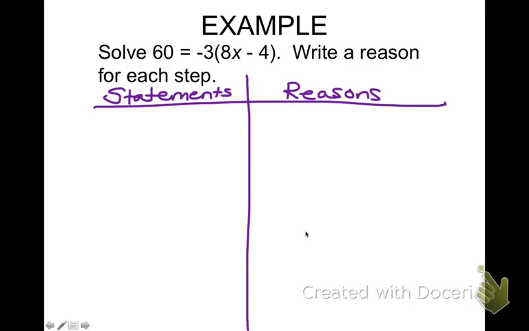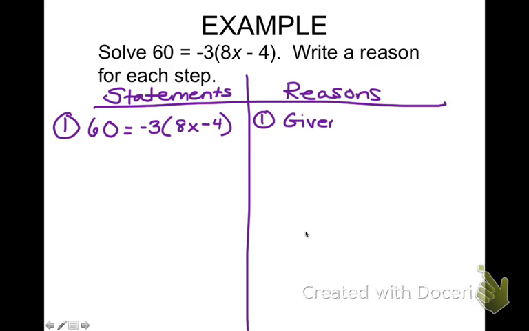Me personally, I like to label my lines 1, 2, 3, 4, 5, 6. You do not need to do that. I just do it for myself to keep things organized. So for line 1, you always start out with what they give you. And in this case, they're giving us an equation to solve. So I'm going to write line 1 is 60 equals -3 parentheses 8x minus 4. I'm going to put line 1 over here so it matches up, is my given.